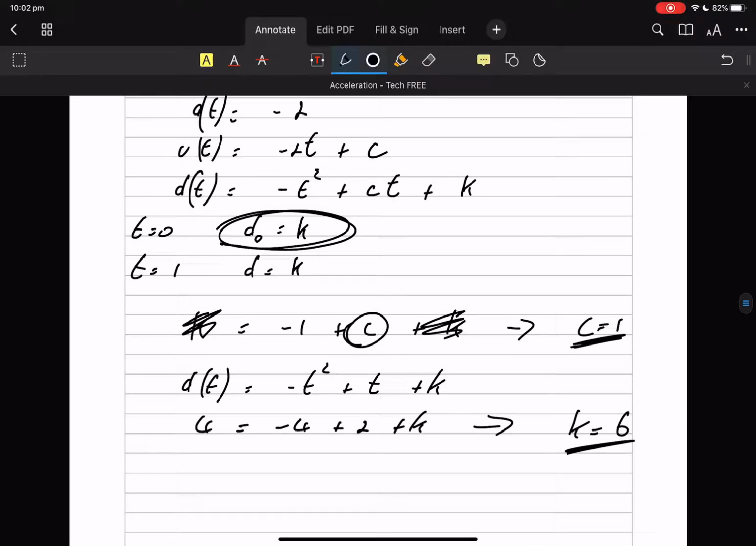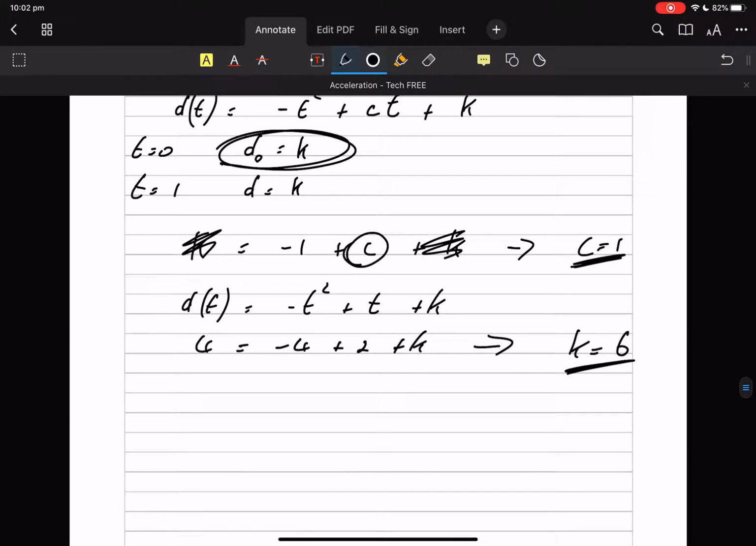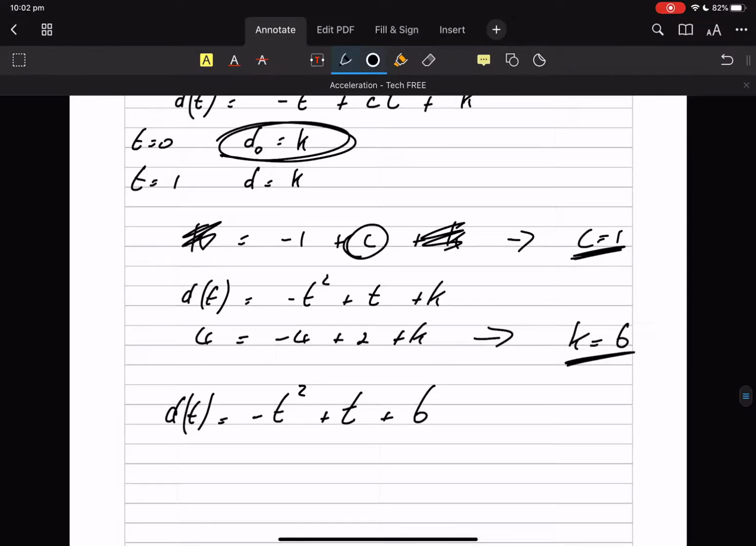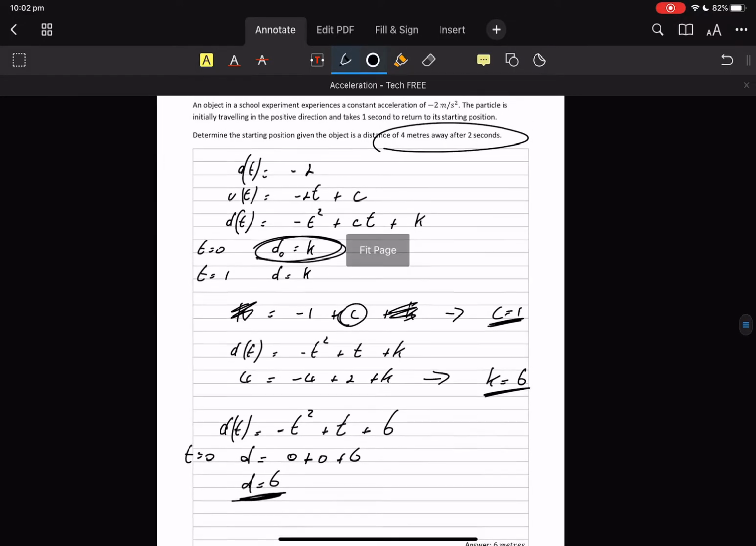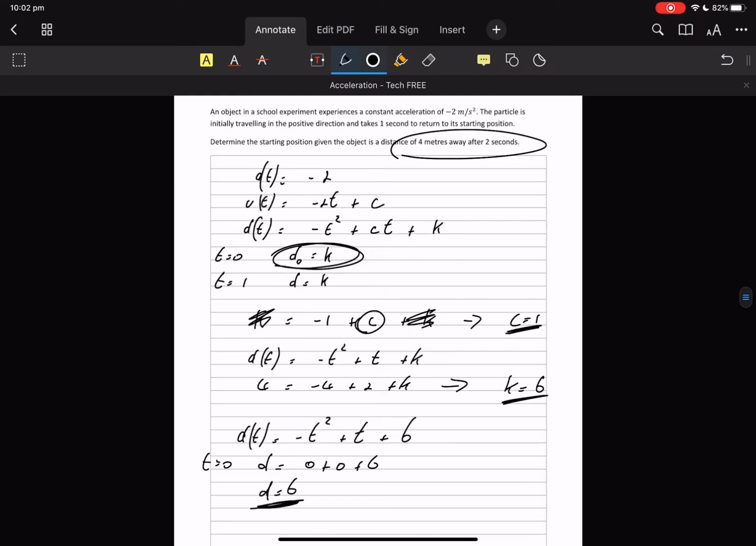That'll do. Clearly you could go there's your function or displacement function, and you can set t equal to 0 and get d equals 0 plus 0 plus 6. So that's again t equals 0, d equals 6. So our initial displacement is 6.